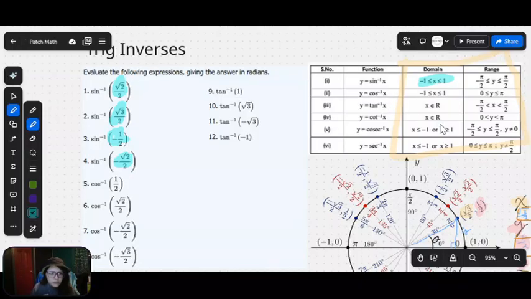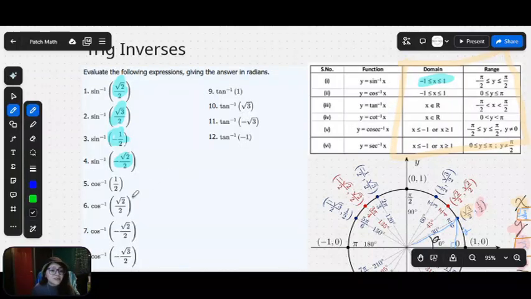Looking at square root of 3 over 2 for number 2, this one is also between -1 and 1, we're good. -1/2, that's also between -1 and 1, we're good. Negative square root of 2 over 2, that's also between -1 and 1, we're good. So all of these can be done.